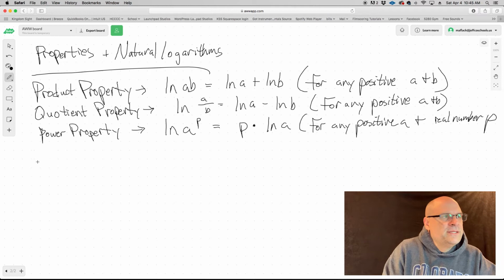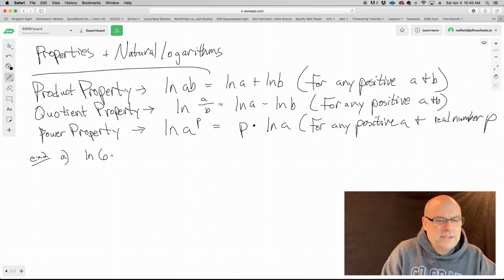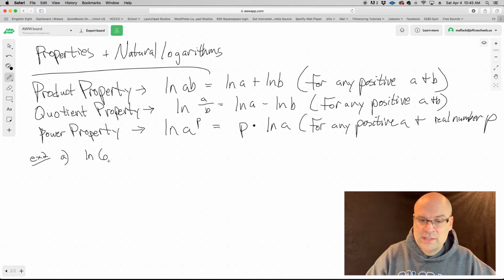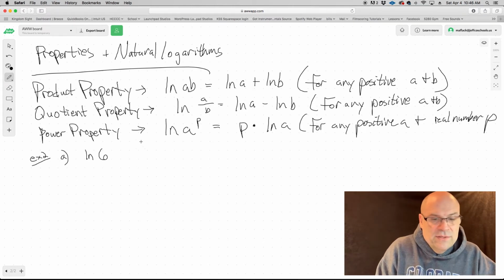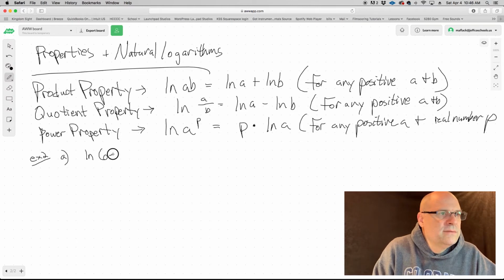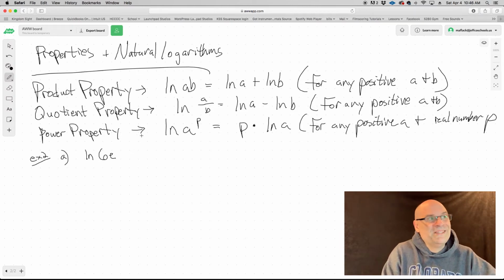All right, let's look at example 2. And we're going to apply some of these properties. So we are going to rewrite each of these as a sum or difference of terms if possible. Okay? So natural log of 6e. All right, well, multiplication rule, product property says if you're taking the natural log of a product of two things, then that is just natural log of 6 plus natural log of e.